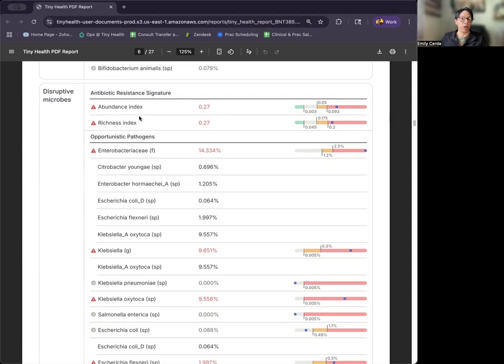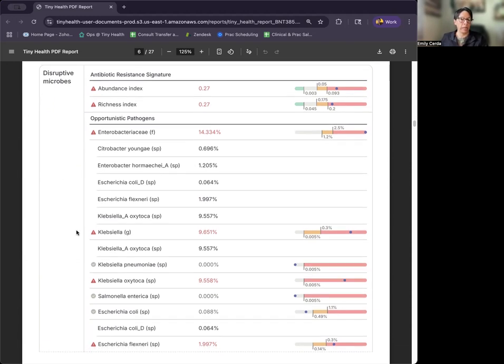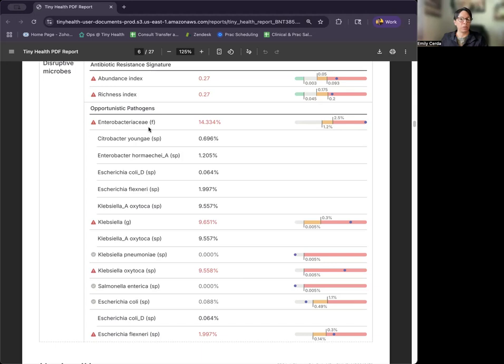Down below, we break those metrics down into exactly what are they. So here we see Enterobacteriaceae. This is a family, with an F here. And this family is out of range. We would love it to be below this 1.2%. We can see this one's up to 14%.